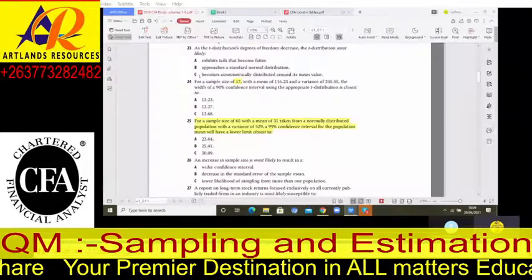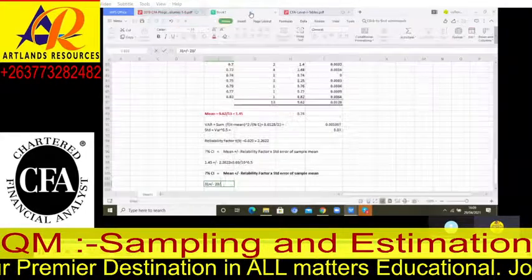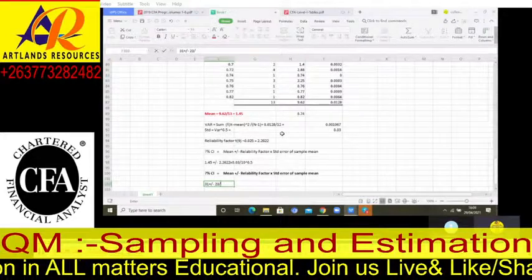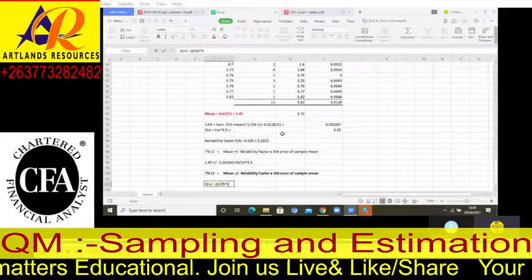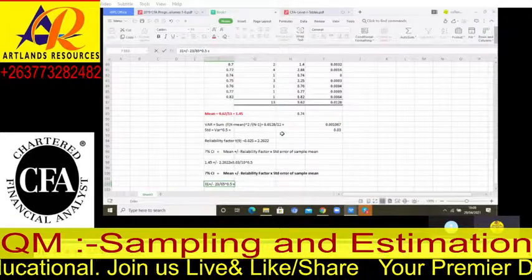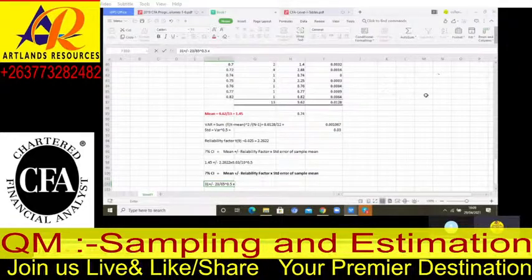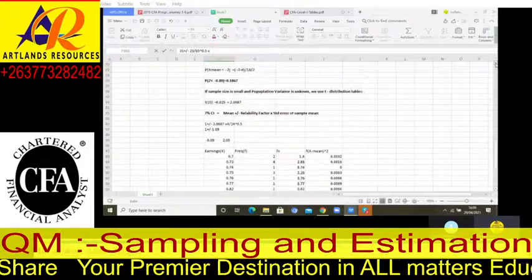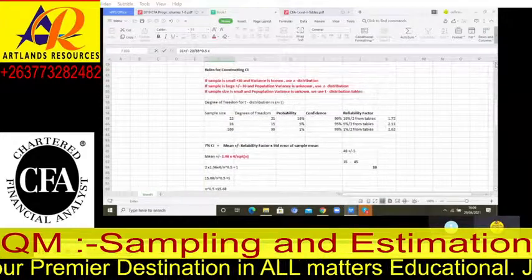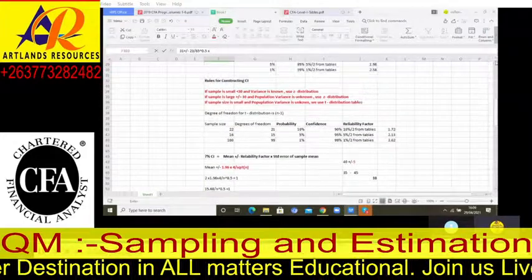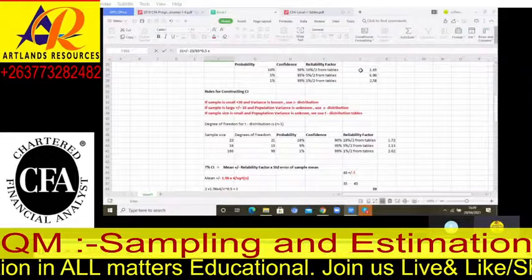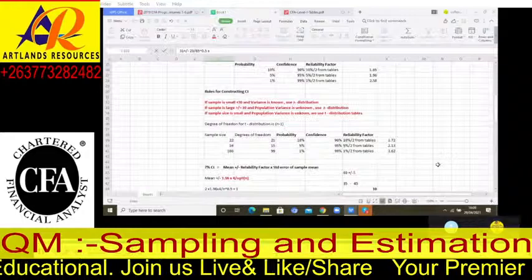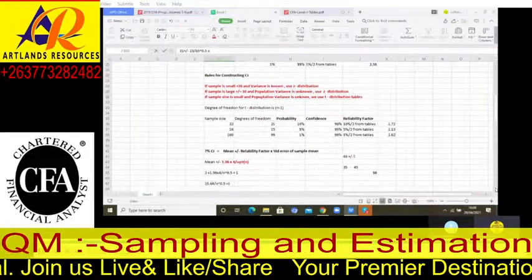They are saying sample size is 65. 23 over square root of 65. 23 over 65 to the power 0.5. And then you remember to multiply by the reliability factor. Reliability factor at 95% confidence interval is 1.96. We have them at the top here. We calculated them. 1.96 from tables. So multiply by, okay, so we come here and multiply by 1.96.